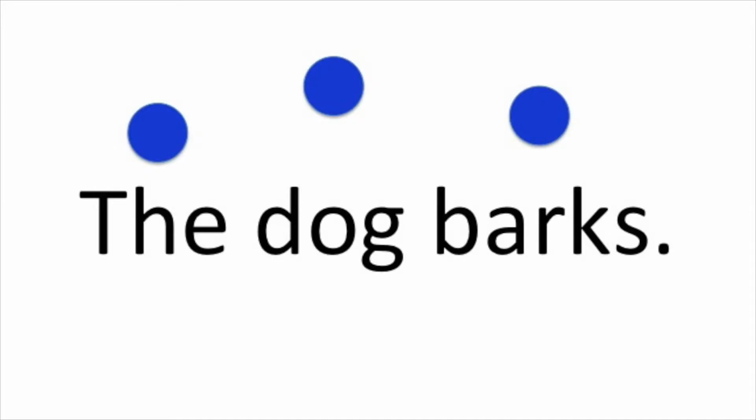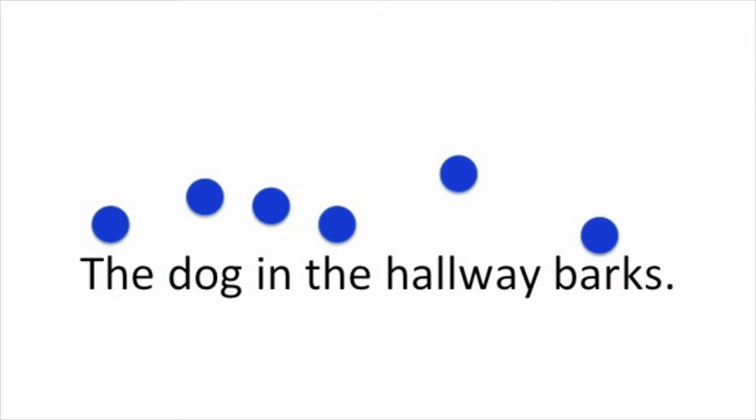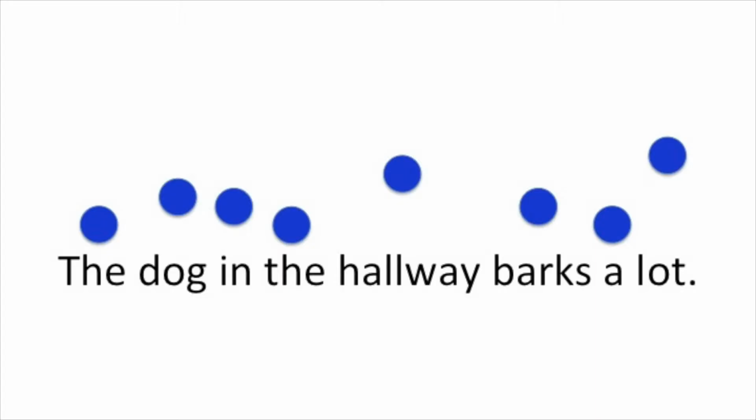But let's look at a simple sentence to help you understand. The dog barks. So with that, it's the subject that's important. The dog barks. When we add just a little bit more, let's say there's two dogs, one of them is in a room and the other is in the hallway. The dog in the hallway barks. That answers the question, which one, where, right? And then if we're trying to give further information, you might stress other important details. The dog in the hallway barks a lot. A lot is, how often.